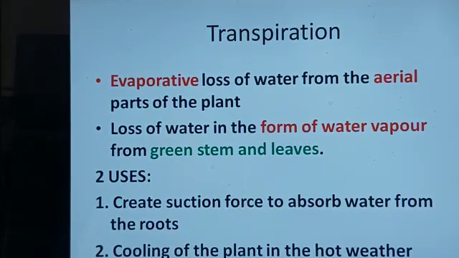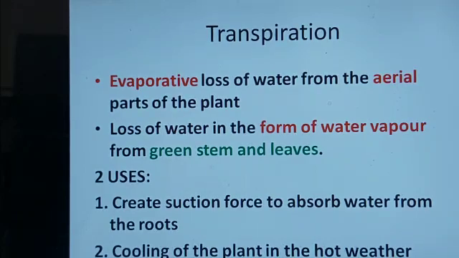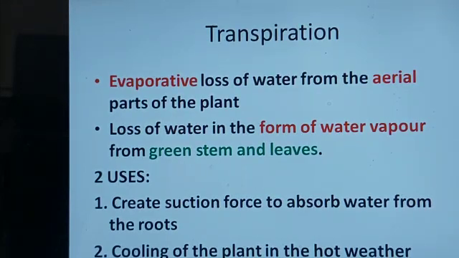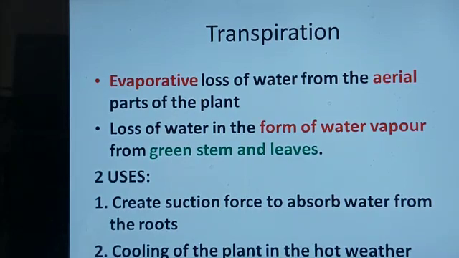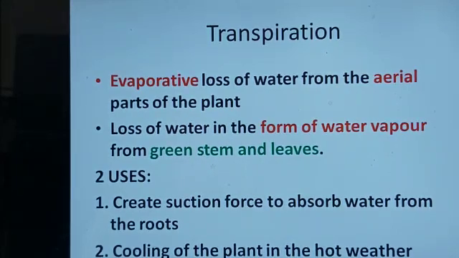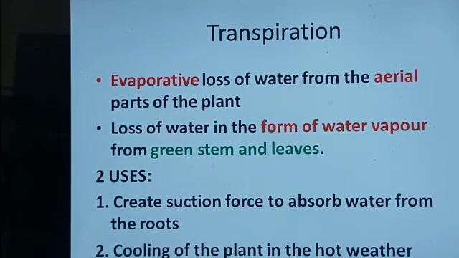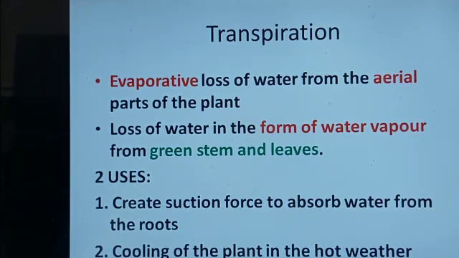Now transpiration has two uses. One is to create suction force to absorb the water from the roots. As transpiration takes place from the aerial part of the plant, a kind of deficiency of water is created in the roots, and this deficiency encourages the root to take up more water. So this creates a force called suction force, because of which more water is absorbed by the roots of the plant. And the second most important reason is it cools the plant during hot weather. During hot weather, the plant is also under hot conditions, so transpiration gives much cooling to the plant.